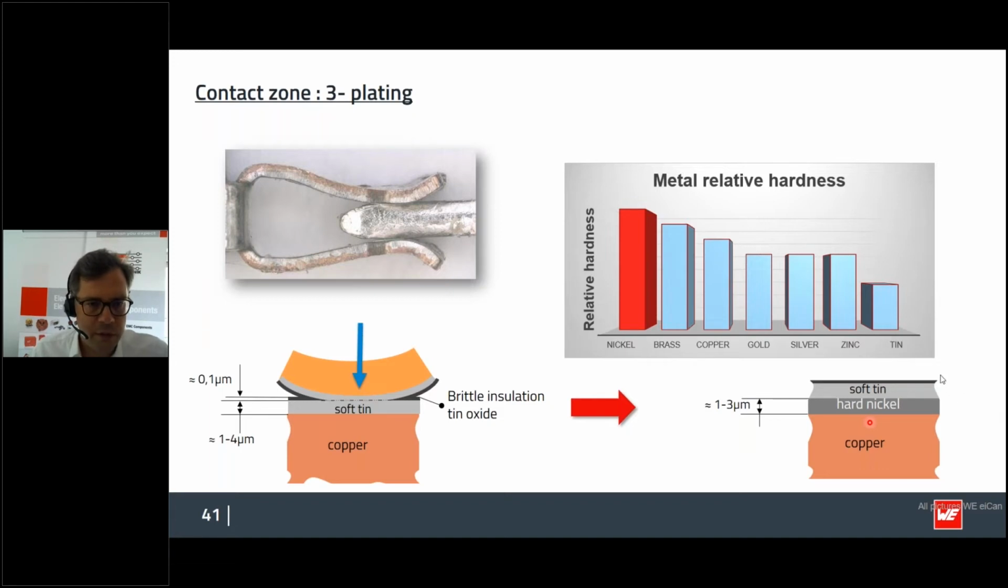Afterwards, you do have the soft tin, and shown in black or in a very dark gray is the tin oxide, which needs to be removed by the contact normal force. And that also explains why we use nickel as an underplating material.